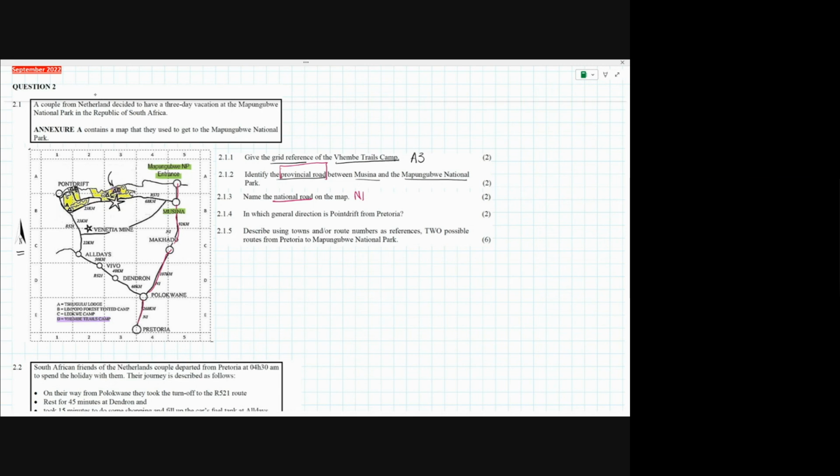The question we were actually trying to answer: identify the provincial road between the two. R roads are provincial roads. So this is the road in between them, the R572. Again, guys, read the question. That was on me. I don't know if I just read half and half. You can tell me if you were listening, but there we go. Okay, so provincial roads generally have an R, national roads have an N, and then numbers after them.